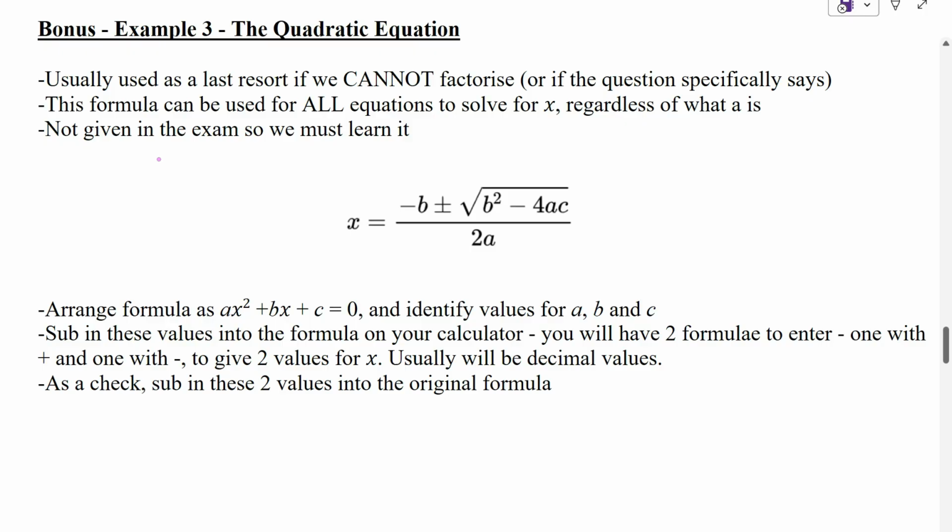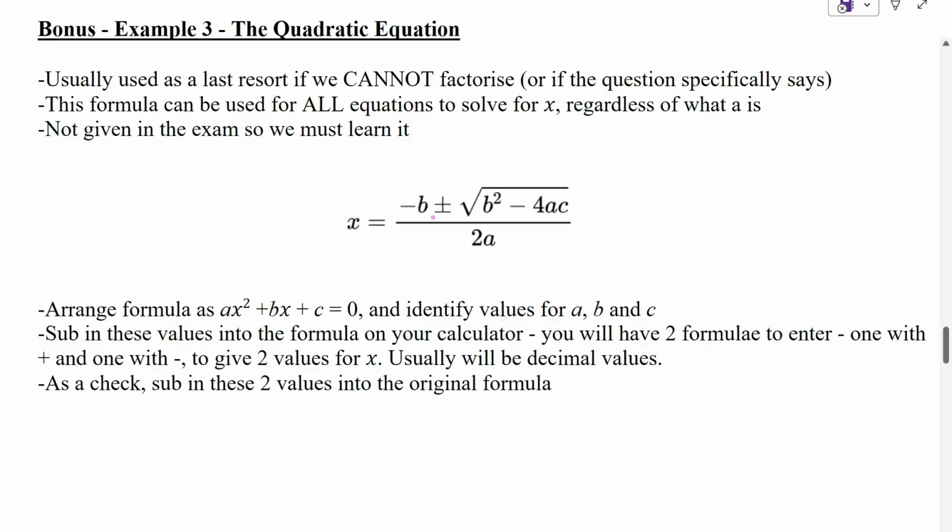But there are still values for x. There's still a way to solve it. So how do we find those values? We use something called the quadratic equation, which is where we sub in the numbers from that equation into this, and it gives us the two values for x. Okay, and this equation can be used for all quadratic equations, whether a is 1 or a is 2, 3. All we need are the values for a, b, and c for this to work.